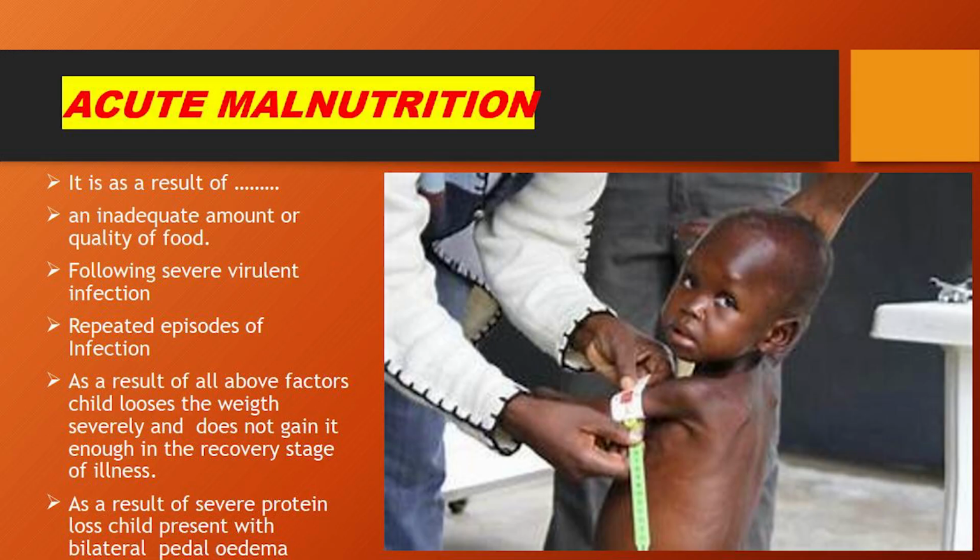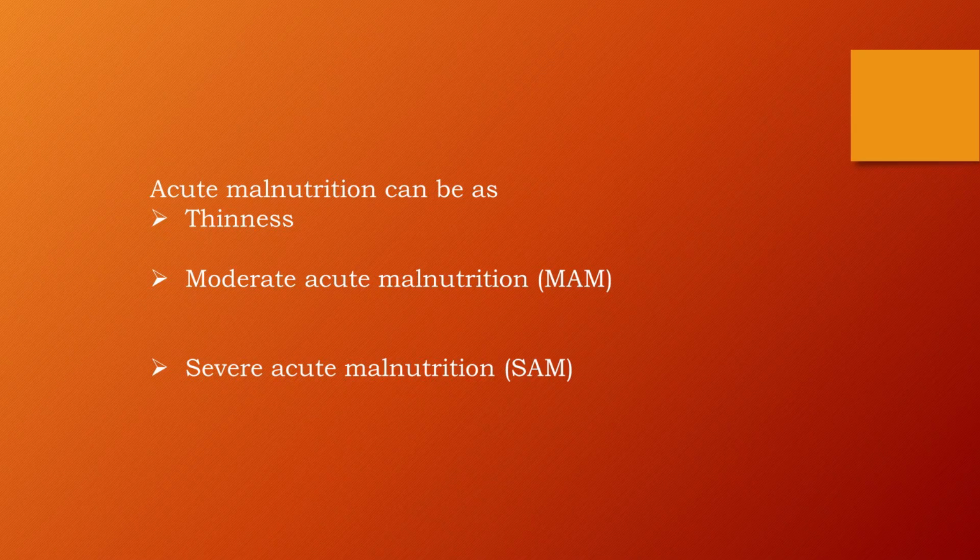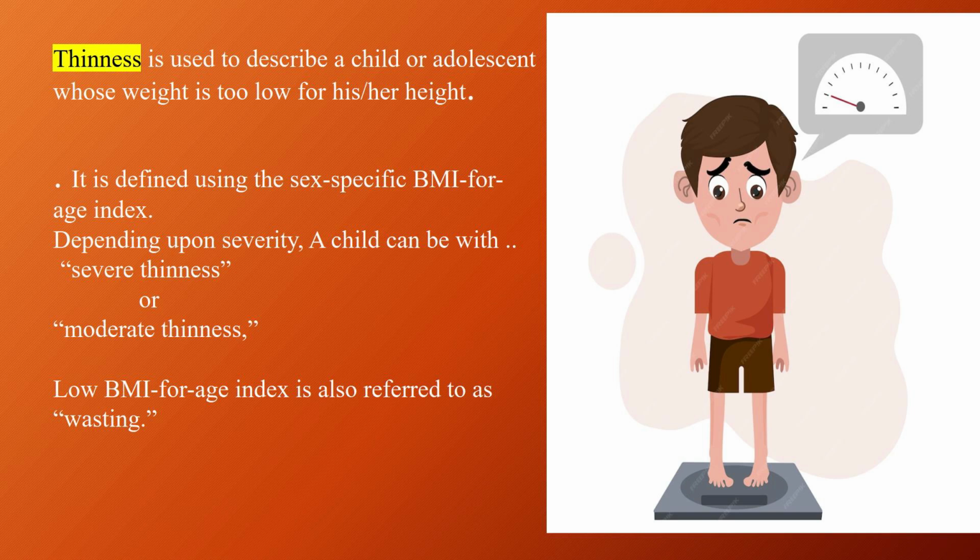This acute malnutrition can be categorized under three headings. One is thinness, second is MAM, that is moderate acute malnutrition, and third is SAM, that is severe acute malnutrition. Now, what is thinness? You can see the picture of a child who is under the category of thinness.